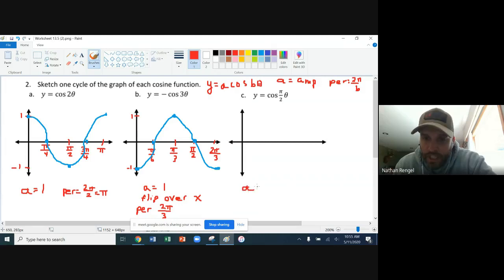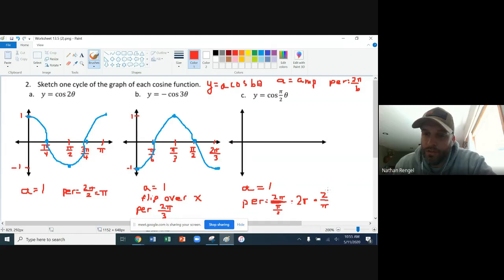Heading into problem C, our amplitude again is 1, so nothing really exciting there. Our period is going to be 2 pi over pi over 2. So here we get that complex fraction. The main fraction bar right here is a division. So this is really going to be 2 pi times 2 over pi. We're going to multiply by that reciprocal.